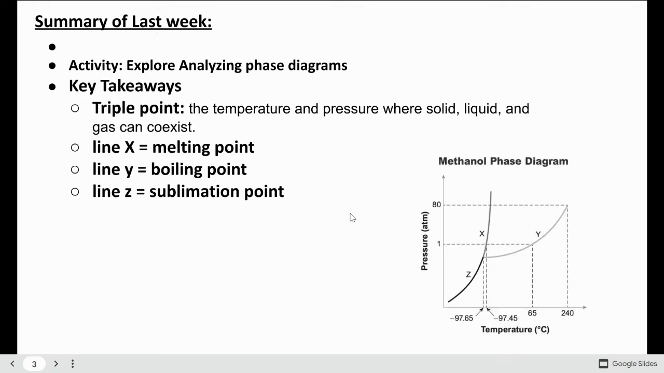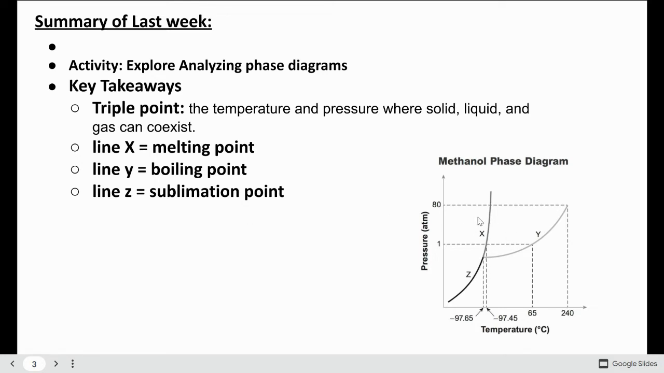All right, then we looked at this activity, analyzing a phase diagram. So this is the diagram we were looking at. Big takeaways. One, the triple point. The triple point is where pressure and temperature allow for solid, liquid, and gas phase to coexist for the substance. And that is right here that I'm kind of circling around. It's the intersection between the two larger lines. So each line represents a phase change.